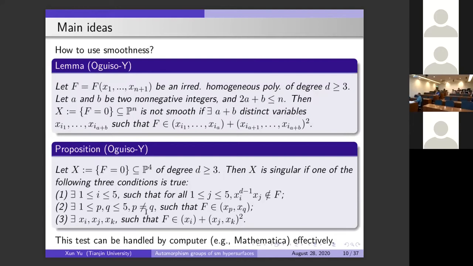So it's combinatorial. For instance, the second one says that if you have two variables such that the polynomial is inside the ideal generated by those two variables, then F is singular. This has geometric meaning, because it means the hypersurface contains a plane, but this is impossible for a smooth threefold hypersurface. So the good thing about these three conditions is that you can handle them effectively with a computer.